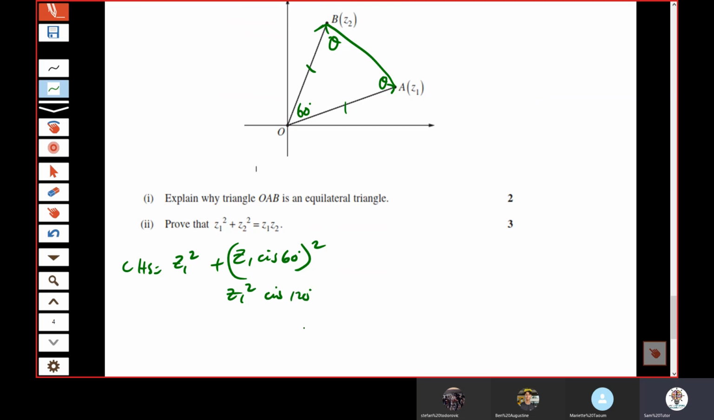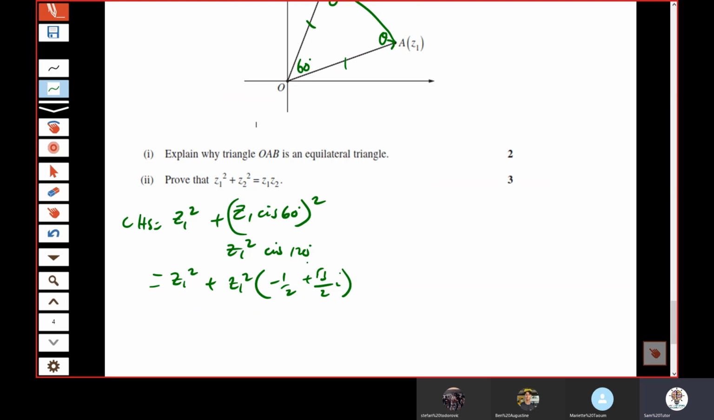Now, quickly, am I right to assume this is kind of what you would have done? I hope. Cos 120, you would have got negative half. Sine 120 should give you root 3 on 2. Now what we're hoping for is the right hand side to become the same. Well, then you just proved it.